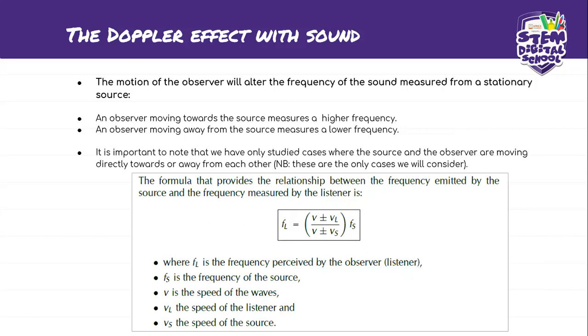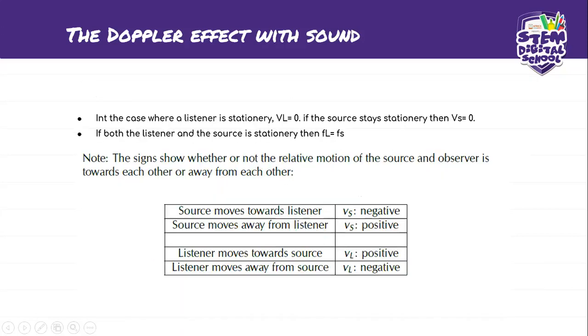The formula that provides the relationship between the frequency emitted by the source and the frequency measured by the listener is this one here. FL is the frequency perceived by the observer, which is the listener, and Fs is the frequency of the source. V here is the speed of the wave, which is a constant. VL is the speed of the listener, and VS is the speed of the source.